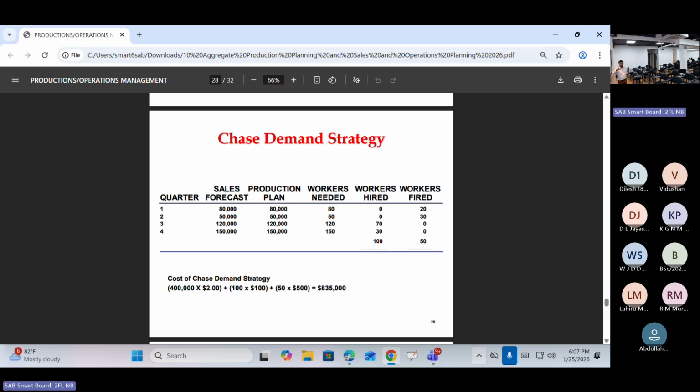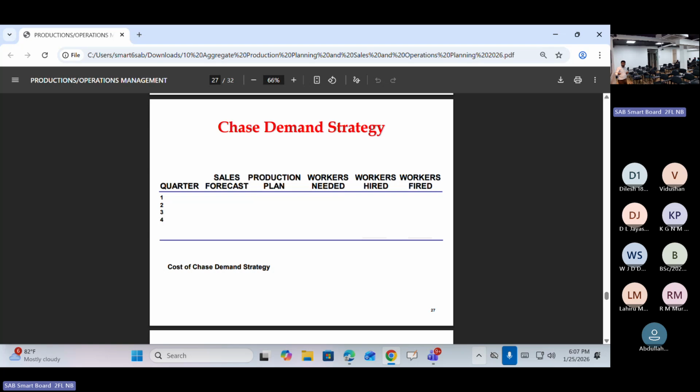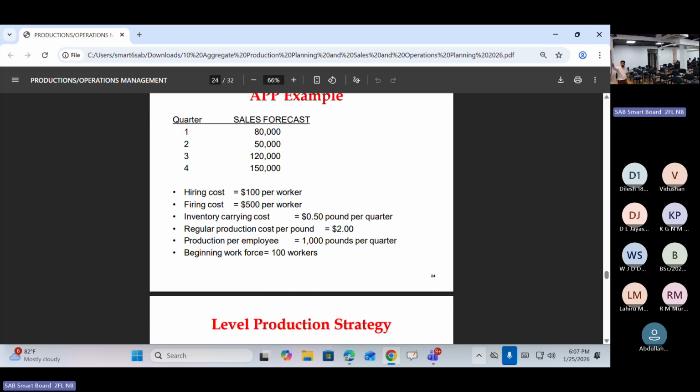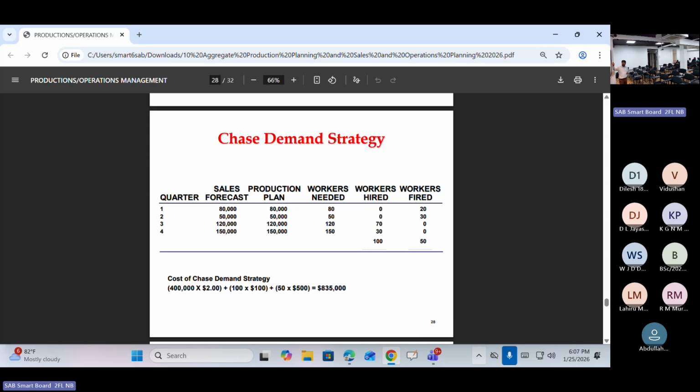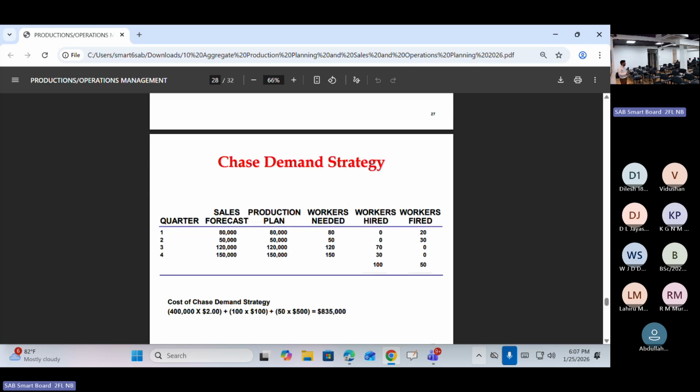And we basically calculate the cost of the chase demand strategy. In addition to the regular production cost, what are the other costs applicable for this plan? No inventory costs, but workforce-related costs like hiring and firing. Get such details from there. Hiring cost is $100 per worker, firing cost $500 per worker. Related to the production plan, during the year we need to hire a total of 100 workers.